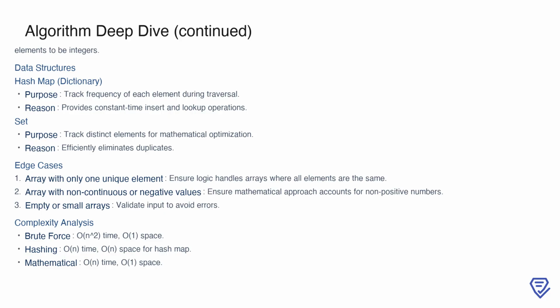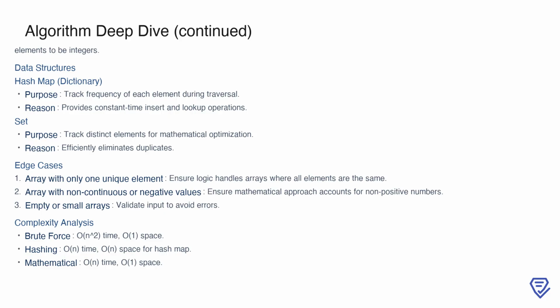First, hash maps, or dictionaries, are instrumental in the hashing approach. They allow us to track the frequency of elements during traversal, with constant time operations for insertion and lookup. Sets are equally important for the mathematical optimization, as they efficiently eliminate duplicates to compute the distinct sum.